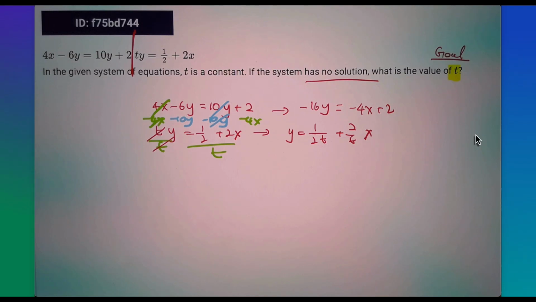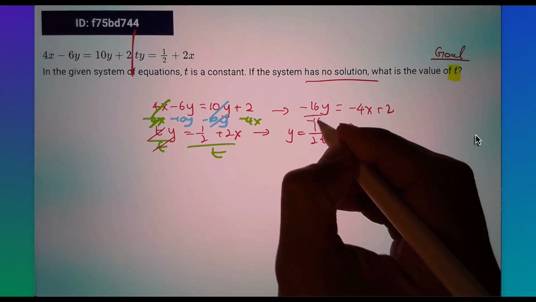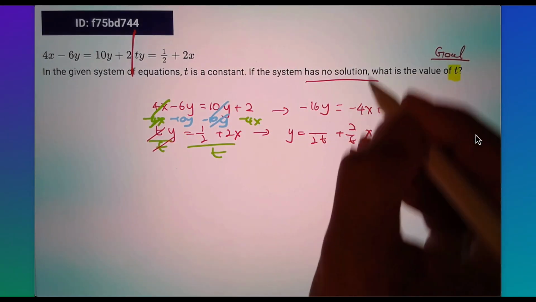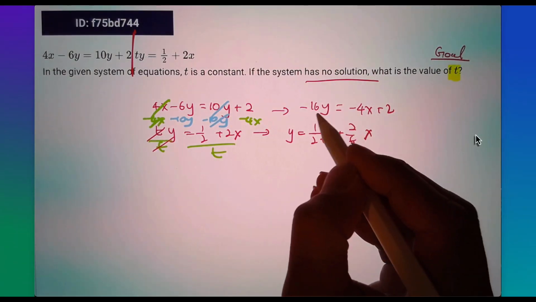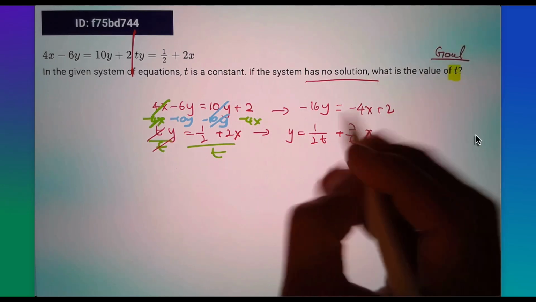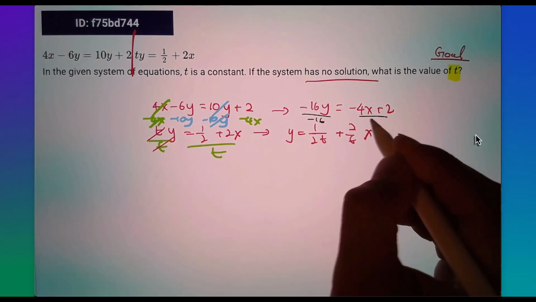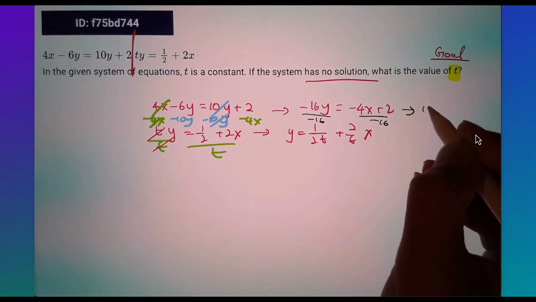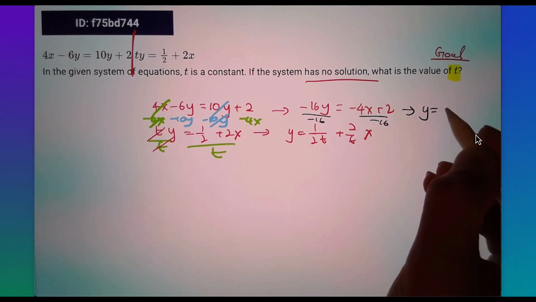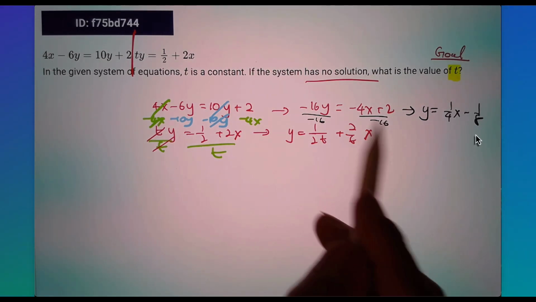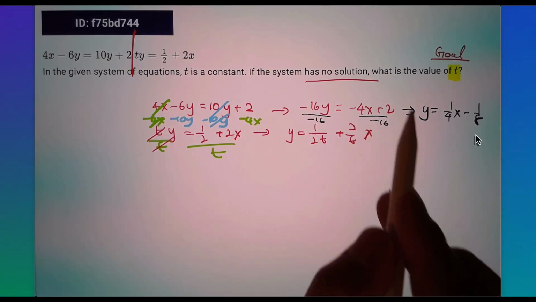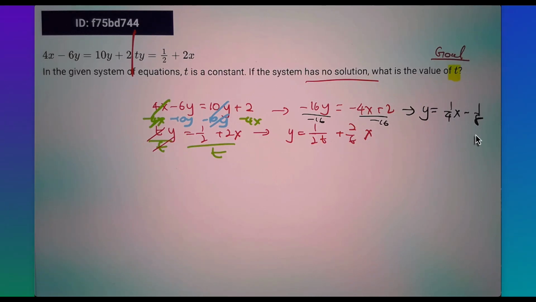Let's just divide both sides by negative 16. Okay, let me use a different color. Oops, I erased something important earlier. Okay, so there you go. Let's divide everything by negative 16, and that's going to give us just y on the left side. And here we're going to get 1/4x minus 1/8. Negative over negative will give you positive, and positive 2 over negative 16 will give you negative 1/8.